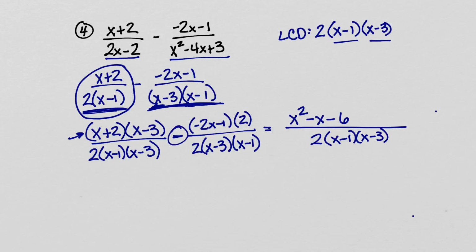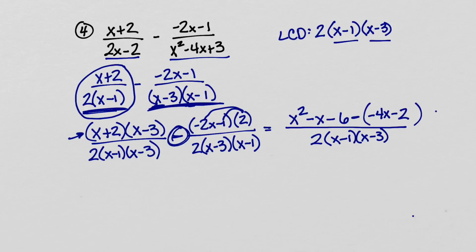Okay, and this has a subtraction symbol in between. So I'm going to subtract everything in that second numerator. So I am going to put parentheses. And I have 2 times both terms here. So I'm going to have a negative 4x minus 2.